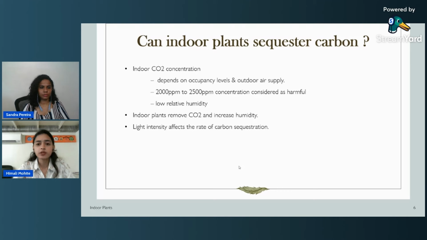Indoor plants have the capability to remove the carbon dioxide and release oxygen during the process of photosynthesis, and this can also increase the humidity. And it is also known that the light intensity affects the rate of carbon sequestration. Obviously, if there is more light intensity, there would be more photosynthesis rate, and there will be more absorption of carbon, thus aiding carbon sequestration.